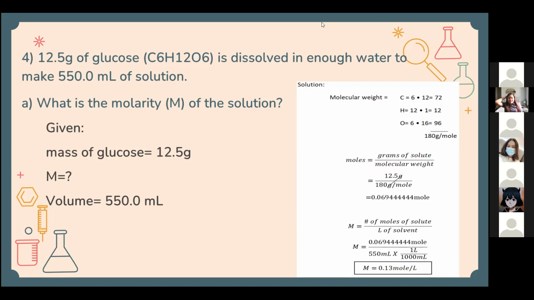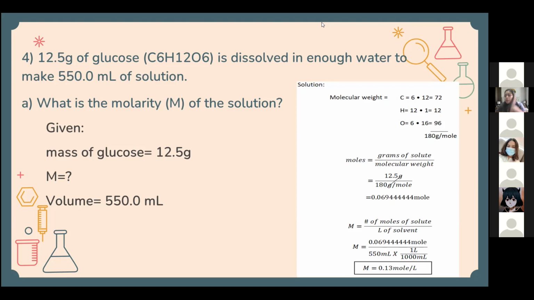So we are going to solve for the molecular weight in order to solve for the number of moles. We have here carbon, hydrogen, and oxygen. We have 6 carbons multiplied by 12, the atomic mass of carbon, which equals 72. And then 12 hydrogen multiplied by 1 equals 12. And then the oxygen, 6 multiplied by 16, equals 96. If we add these, we get the molecular weight, which is 180 grams per mole.